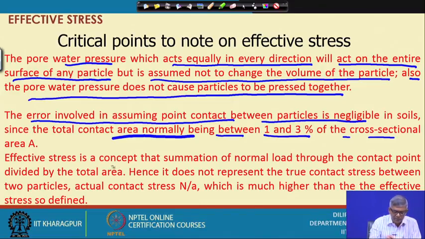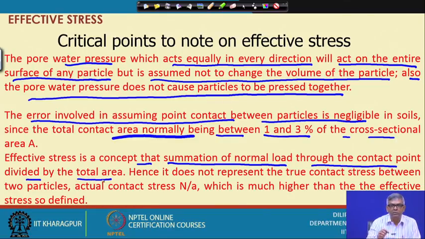Similarly, effective stress is a concept. What is the meaning of it? It is the summation of the normal load through the contact points divided by the total area. So, that is the effective stress. Hence, it does not represent the true contact stress. That means, when two particles are in contact, the stress at the contact is not really this one. This is actually a concept we get by dividing by area.